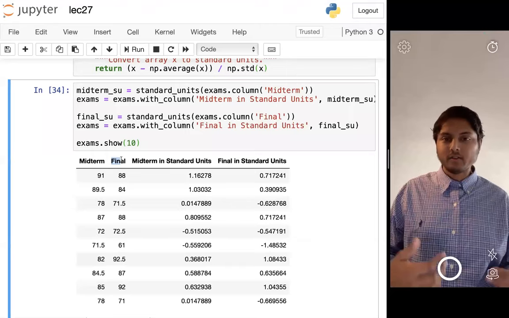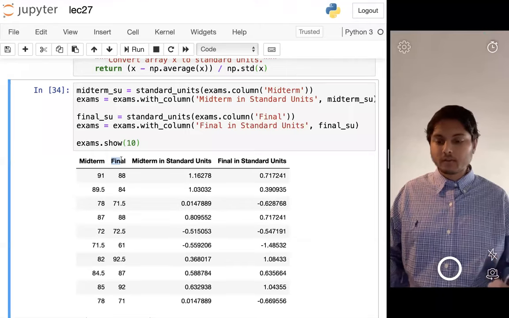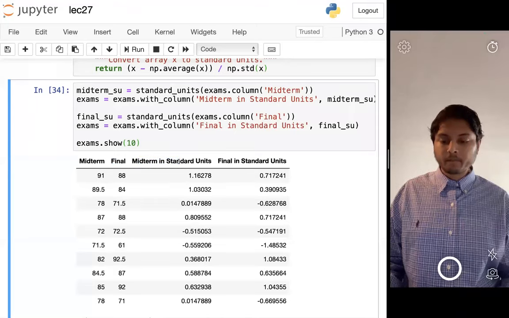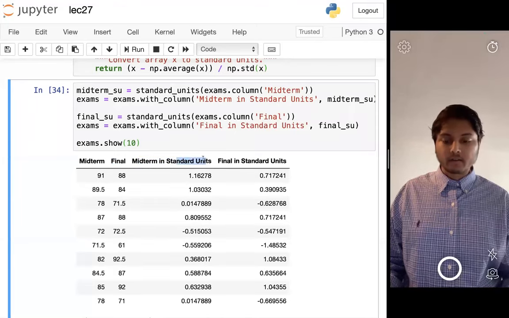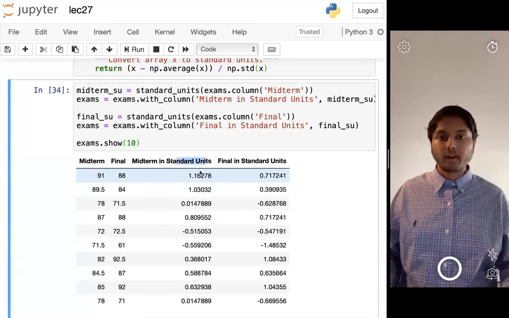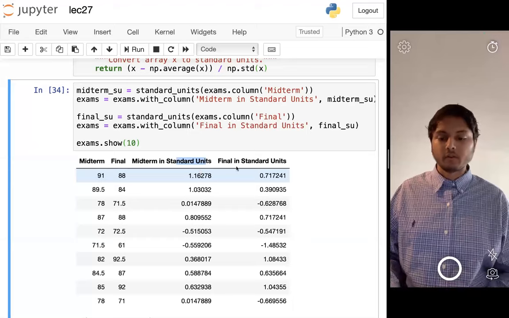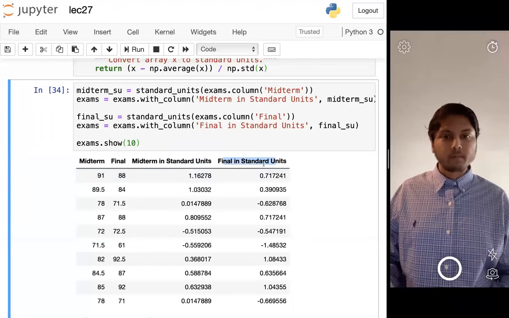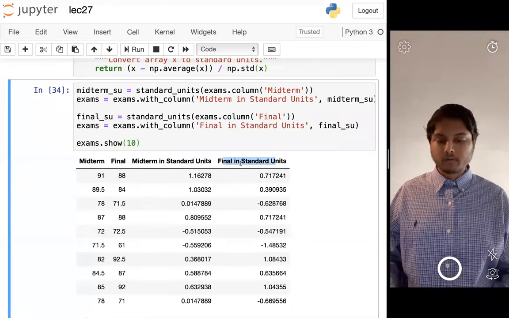So now we see our original midterm scores and our original final scores. You could say these units are like points. And then the midterm is now in standard units. So the units of this are basically like SDs. It's like how many SDs above the average this particular individual is. And then the final, same thing. That's also now in standard units.